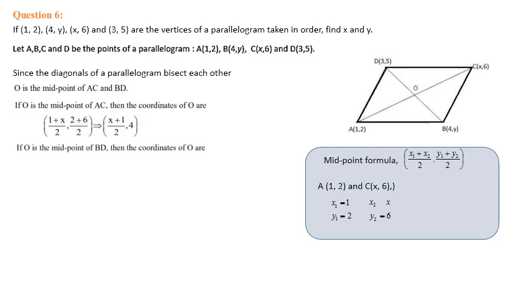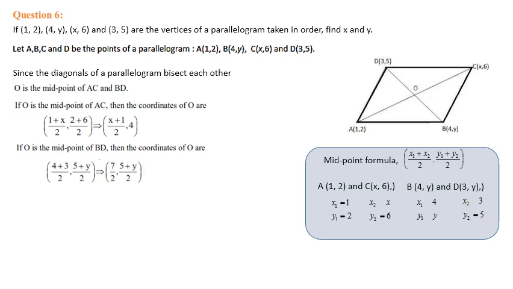Then I am taking the second case, that is O is the midpoint of BD. Two diagonals are there. First diagonal we have taken here AC. Second diagonal BD. If you take BD also, O is the midpoint. So you can take B and D, write x1 4, y1 y and x2 3, y2 5.